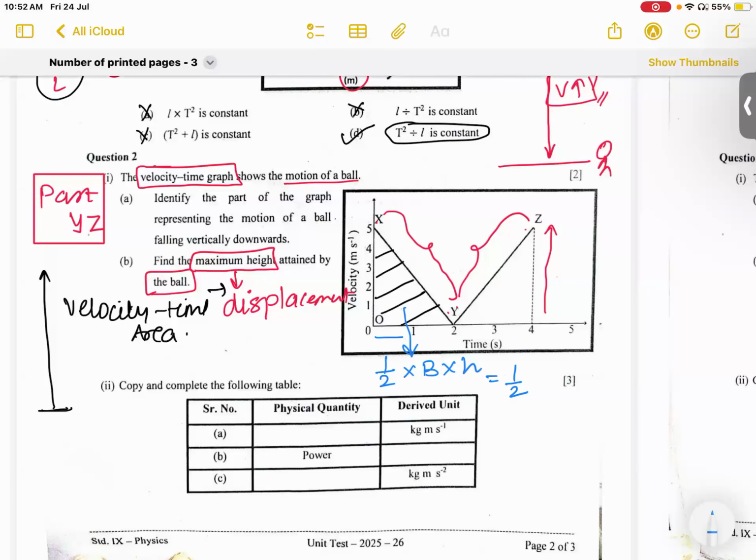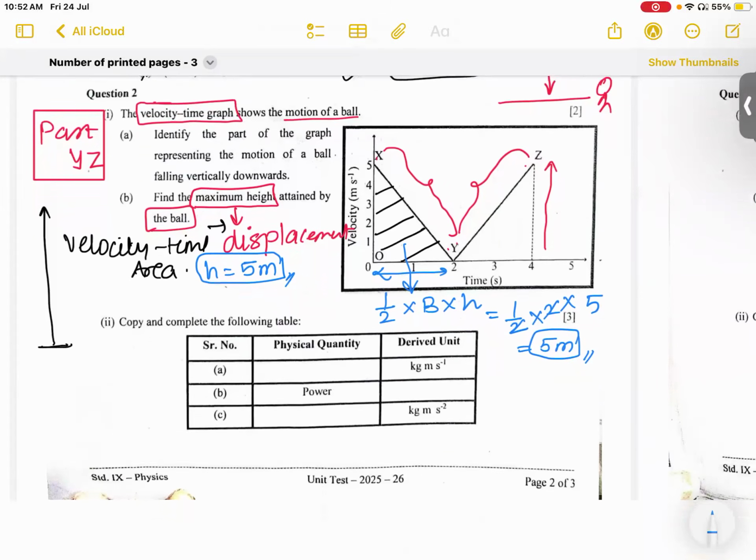Half as it is, base will be 2 and height is 5. This 2 and 2 gets cancelled. Your answer is coming 5 meters. So the maximum height obtained by the object is nothing but 5 meters. You need to show all this calculation, guys.